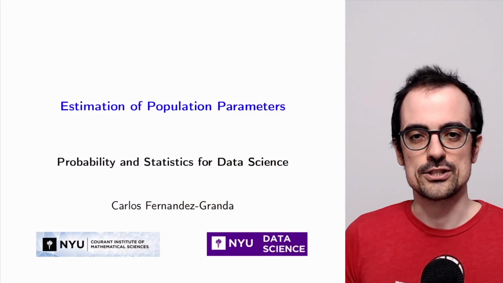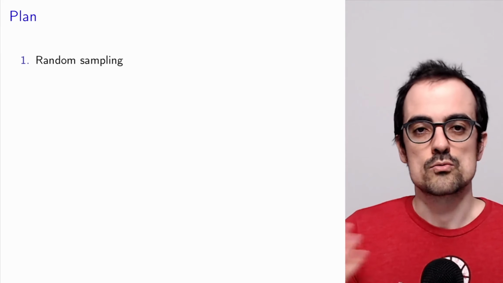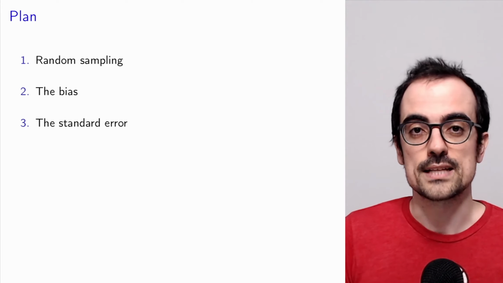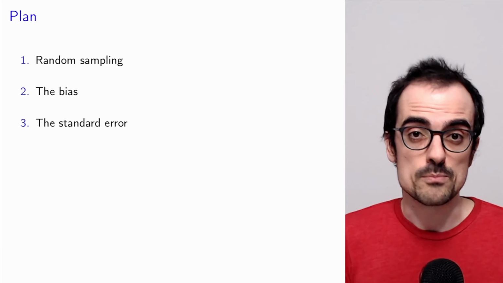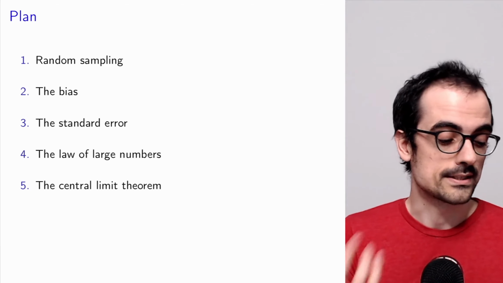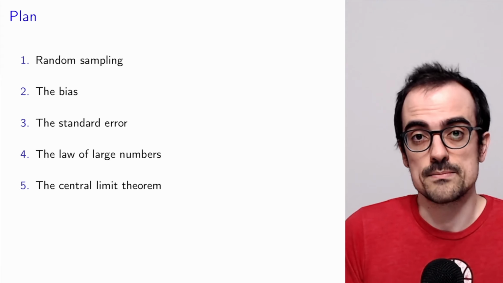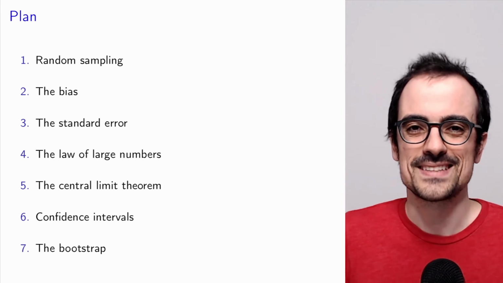Let's get to it. We're going to talk about the estimation of population parameters, and let's start by giving an overview of these topics, which again are treated in more detail in different videos. So first we'll talk about random sampling, then we will discuss the bias and the standard error of an estimator. After that, we will introduce these fundamental results in probability theory, which are the law of large numbers and the central limit theorem. And in the end, we'll look at how we can quantify uncertainty about estimates of population parameters using confidence intervals and the bootstrap. Let's get to it.